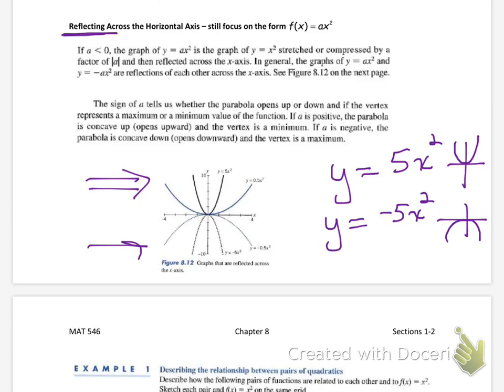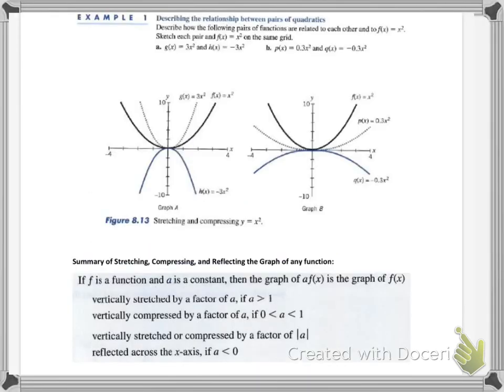Okay, let's go on to example 1. In this example, they're asking you to describe the relationship between pairs of quadratics. So what you can see is if this is your original quadratic right there, it is flipped over the x-axis.